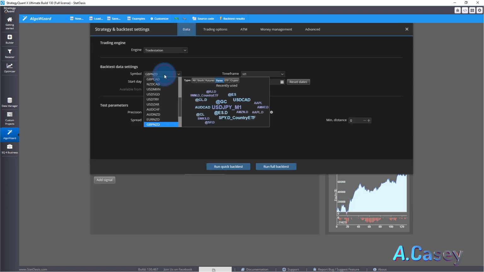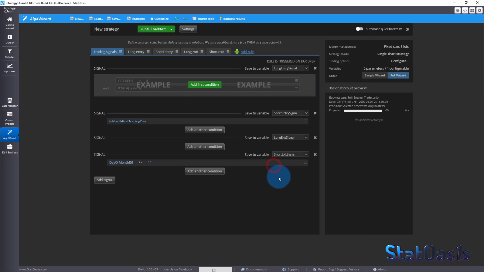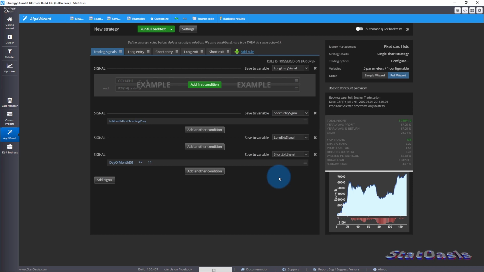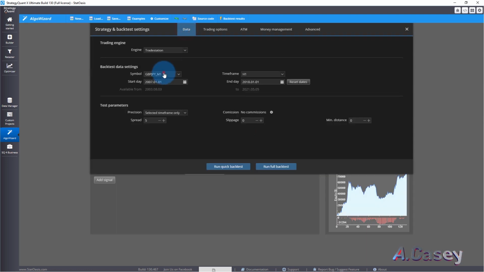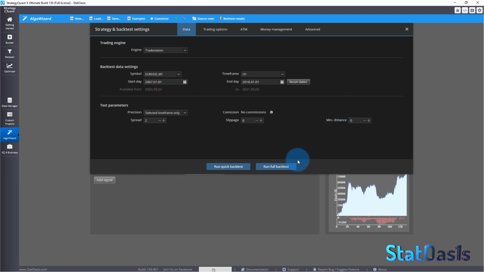But now let's try it with something that is not correlated, but still not in Europe. So that's the yen. And again, same everything. And it's still good. Now, the interesting part is the other major currency in Europe, the euro. So if I do euro USD, again, same everything.